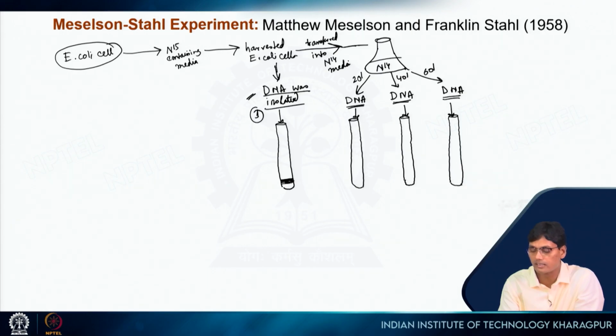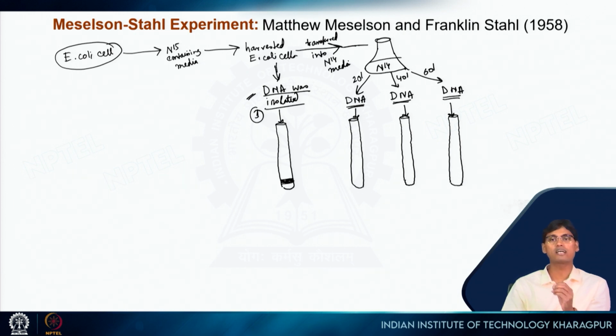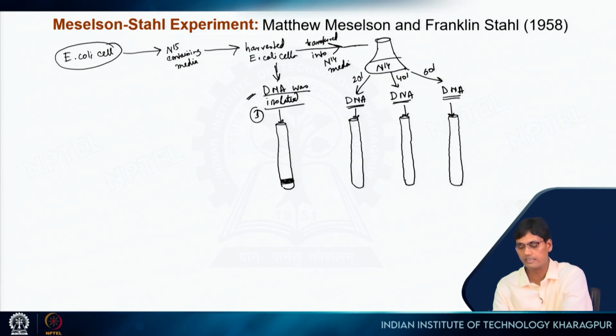This is the DNA. I already explained that since these E. coli cells were grown overnight in media containing N15, these are very heavy DNA, right? All of their nitrogenous bases are labeled with the N15 atom. So very heavy DNA here. Now in the second tube, after 20 minutes, they found that the DNA is present a little bit at a higher position, not exactly at the same position as in the first tube.